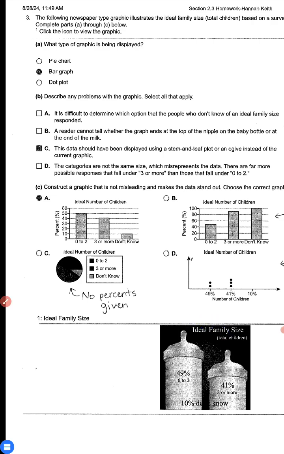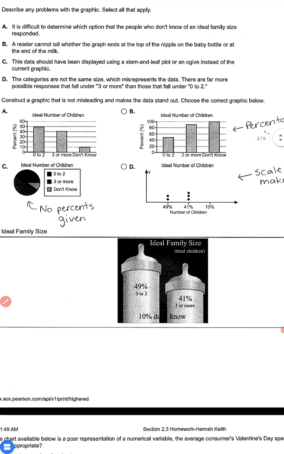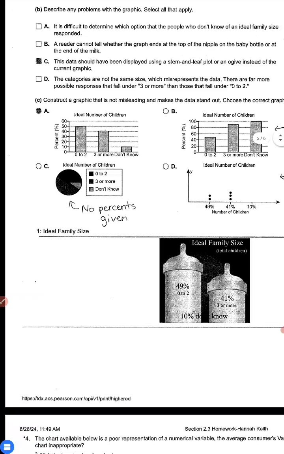When I look at option D, this is a dot plot. First of all, that scale is going backwards. Why would we go down from 49% to 10%? Second of all, there's no label on the y-axis, so I don't even really understand what those dots represent, right?